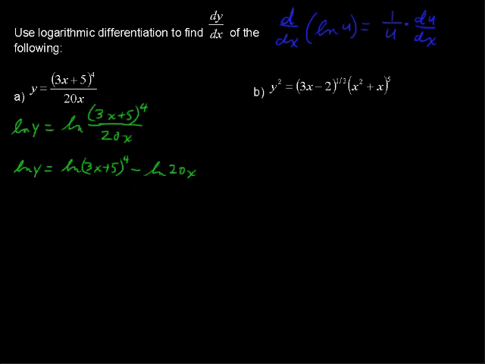Now we can take this exponent of 4 and move it to the front. Move it is not a mathematical term, but we can think of it like that. That's what's visually happening. So I'll say the natural log of y equals 4 times the natural log of (3x plus 5) minus the natural log of 20x.